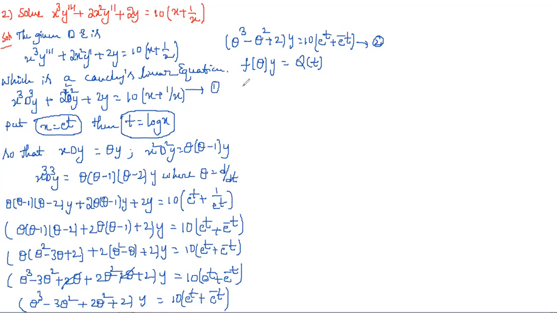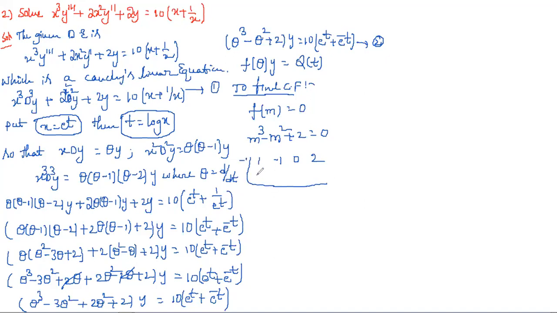Now we have to find the complementary function and the particular integral. To find the complementary function, we set f of m equal to 0. Here we have m cube minus m square plus 2 is equal to 0. This is a cubic equation, so we need to get 3 roots. I'm using the synthetic division method. The m cube coefficient is 1, the m square coefficient is minus 1, there is no m term, and the constant is 2. Taking the root minus 1: 1, then minus 1, minus 2, and then 2, minus 2, 0.